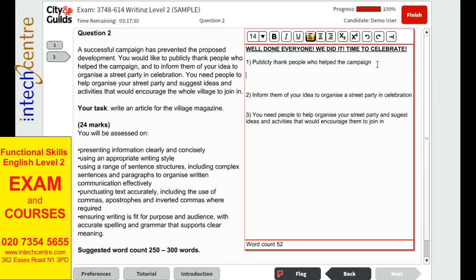So in the first paragraph, publicly thank people who helped the campaign. So I'm just going to write a quick paragraph on thanking everyone who joined in and helped to prevent the large superstore being built in the Marlborough village.